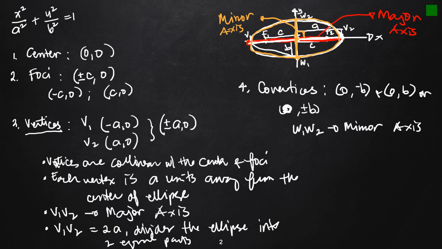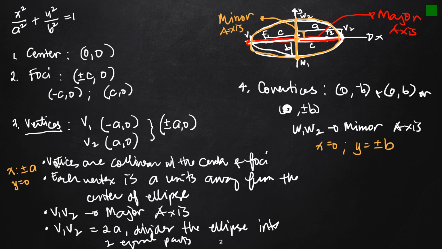And again, if x is equal to 0 here, then the y coordinate of our co-vertices would be plus minus b. Just like the vertices, if y here is equal to 0, then x here would be plus minus a.